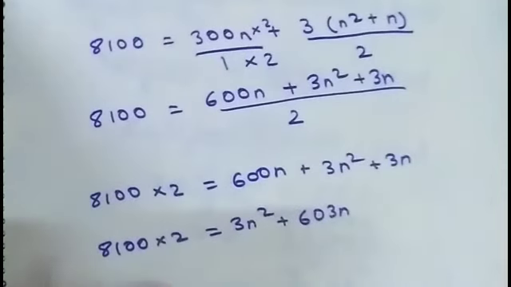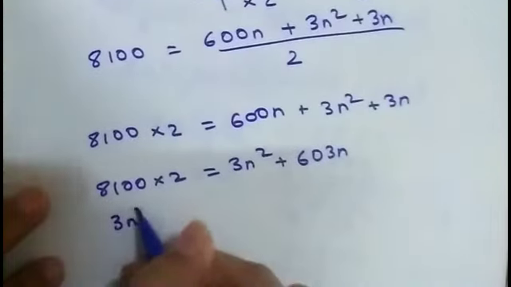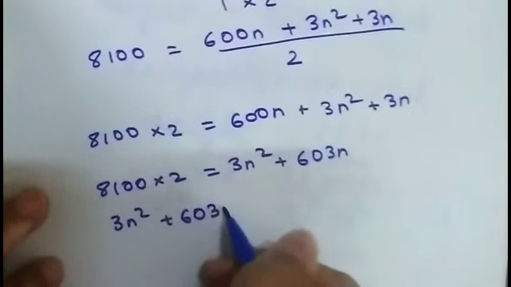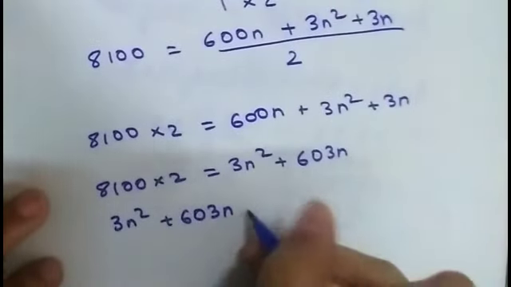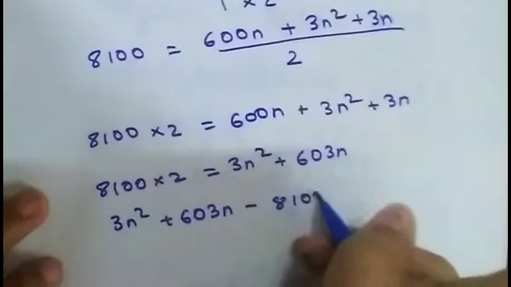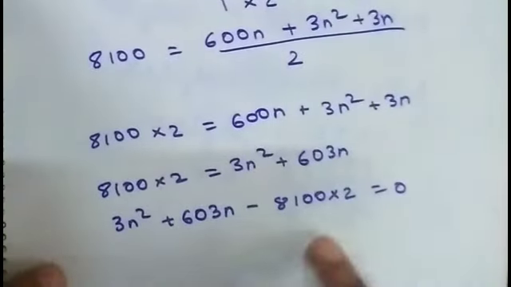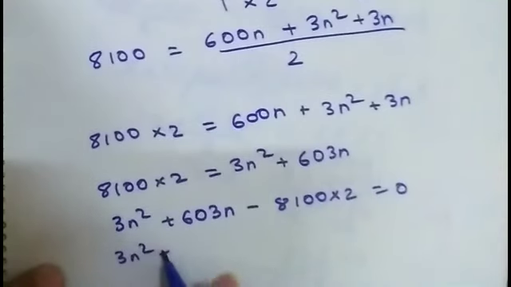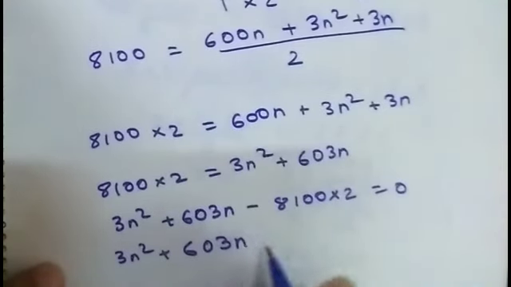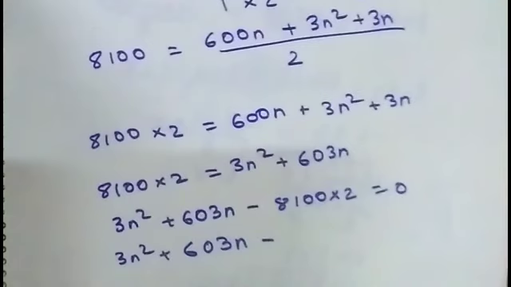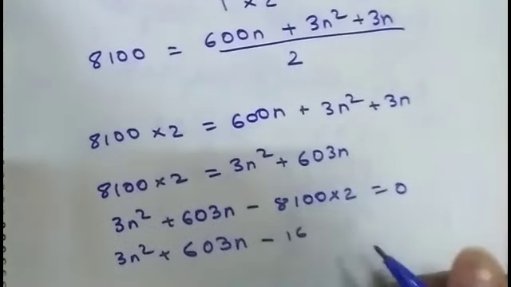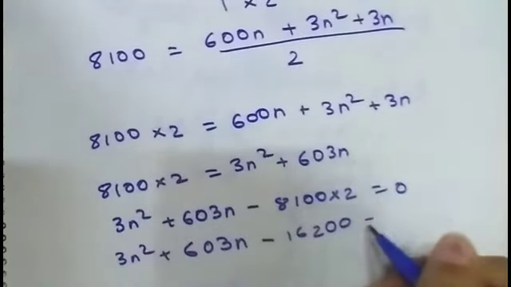603N. Now, 3N square plus 603N. We will take this into subtraction. Minus 8,100 into 2 equals to 0. Now, we will multiply: 3N square plus 603N minus, so 81 into 2 is 162, 00 equals to 0.